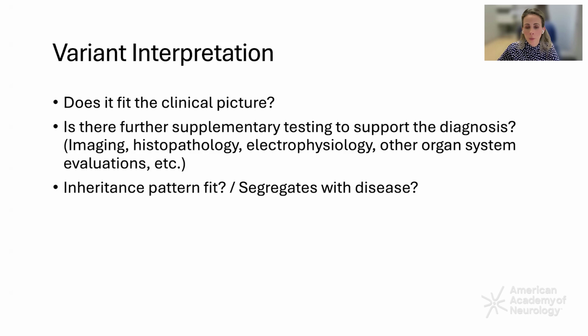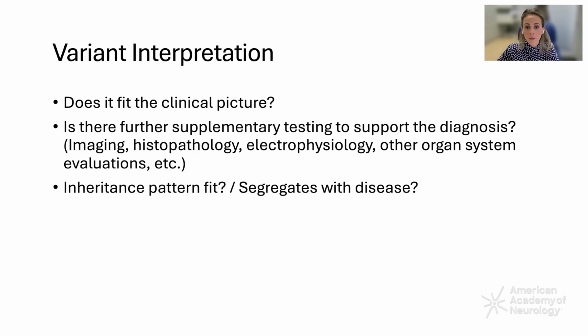So when reviewing and interpreting a genetic testing report, one should ask, does the genetic variant fit the clinical picture? The clinical manifestation should be consistent with the known phenotype in most cases. Is there further supplementary testing to support the diagnosis? So this could be imaging, histopathology, electrophysiology, evaluation of other organ systems. For variants of uncertain significance, then you need to amass supportive evidence of the disease process.